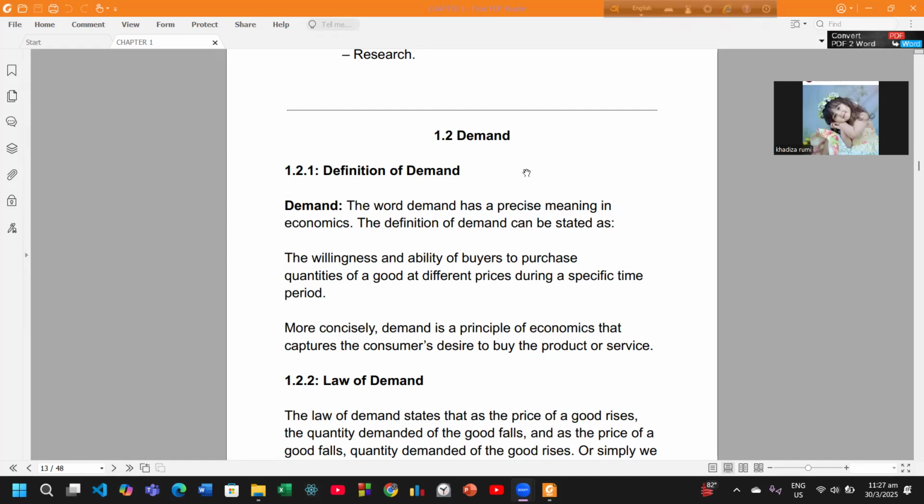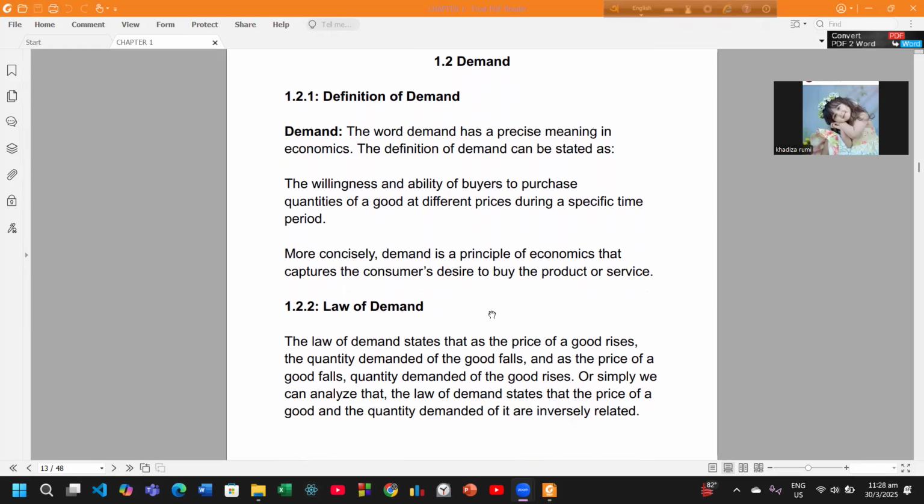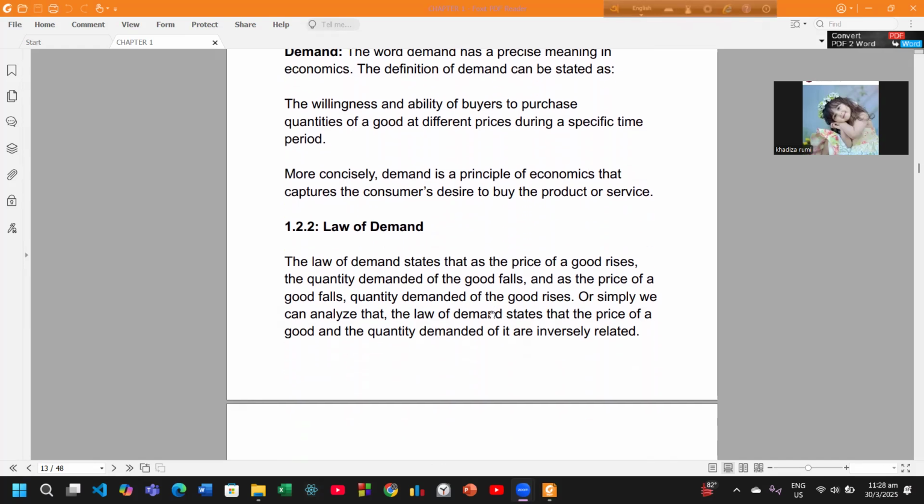What is demand? What do you mean by demand in economics? Demand refers to the quantity of a product or service that consumers are willing and able to buy at different price levels over a certain period. It is a fundamental concept in economics that drives market behavior. More concisely, demand is a principle of economics that captures the consumer's desire to buy the product or service.